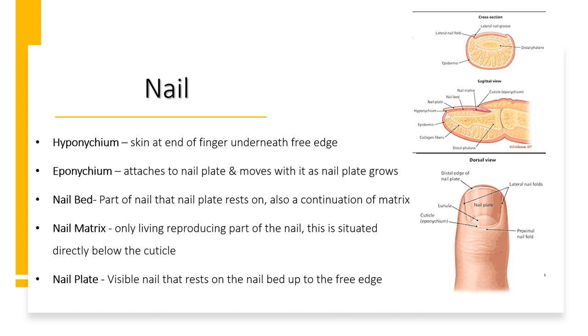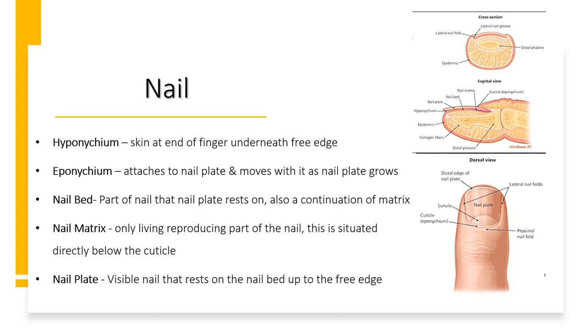We're going to look at the nail now and some of the quite complicated names attached to different parts of the nail. The hyponychium is the skin at the end of the finger underneath the free edge. So the free edge at the end of the finger that sticks out over your fingertip is the free edge, and the hyponychium is just underneath it.